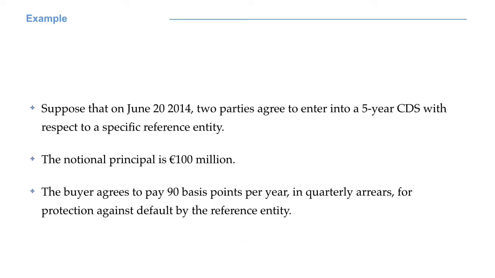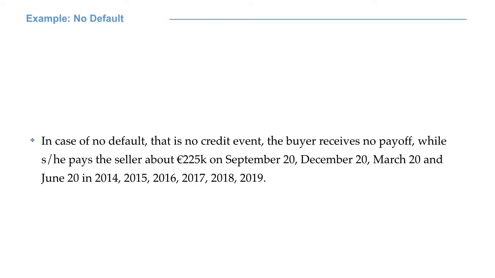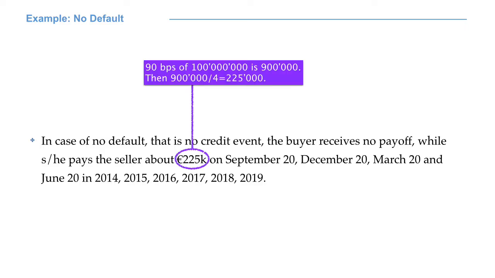Let's consider an example. Suppose that on June 20, 2014, two parties agree to enter into a 5-year CDS with respect to a specific reference entity. The notional principal is 100 million euros, and the buyer agrees to pay 90 basis points per year in quarterly arrears. If no default is observed, the buyer will pay approximately 225,000 euros every 3 months until the end of the contract.